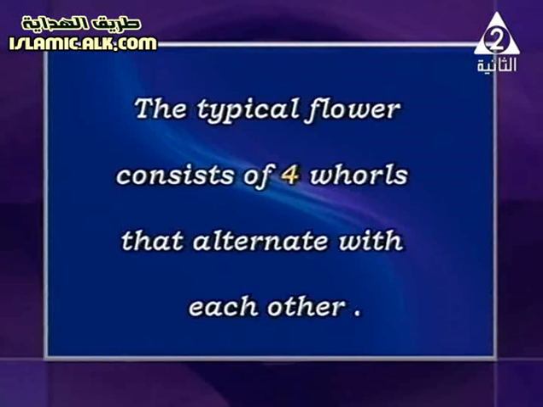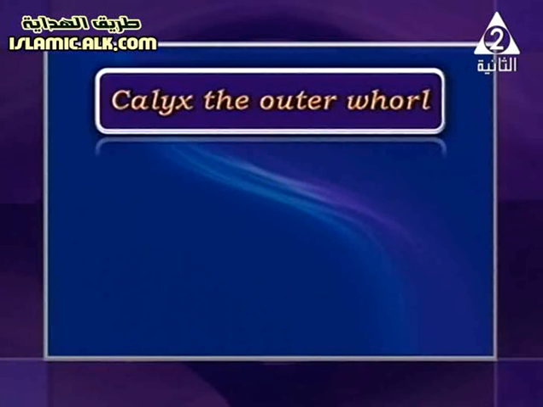Well, the typical flower consists of, as we said, what? 4 whorls. What does whorl mean? A whole circle, a group of leaves, we call one whorl. The typical flower consists of 4 circles or 4 whorls of leaves or leaflets that alternate with each other. Let's start. The first floral part is called the calyx.